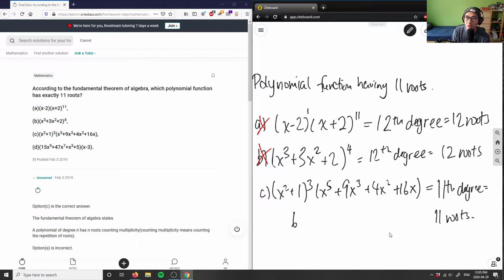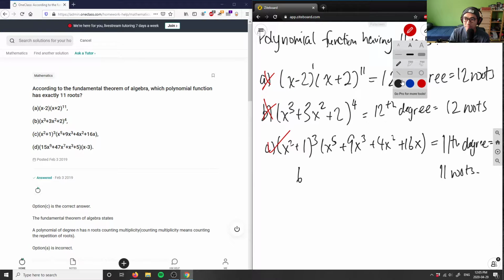So C here will be our correct answer for this solution. So C here is correct. I'm going to just check D for you as well to ensure that this is the correct answer.